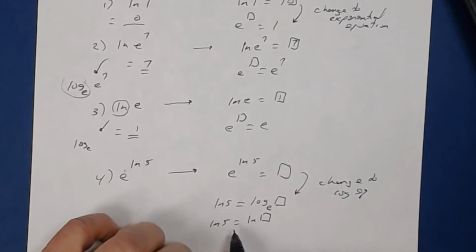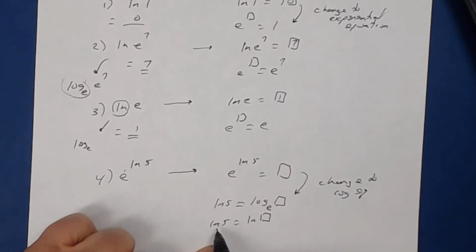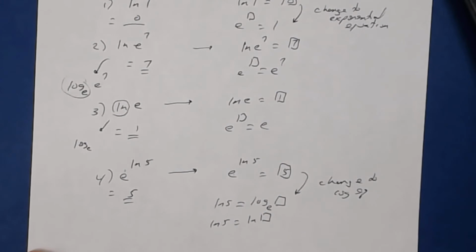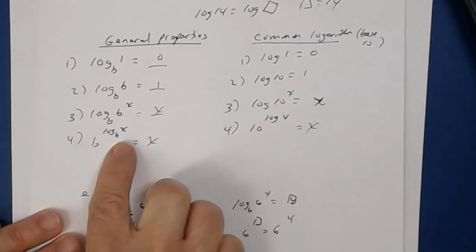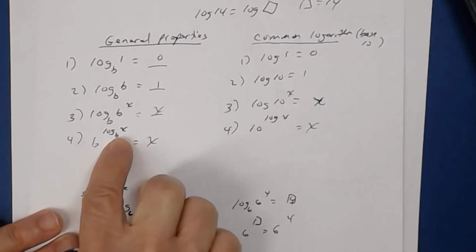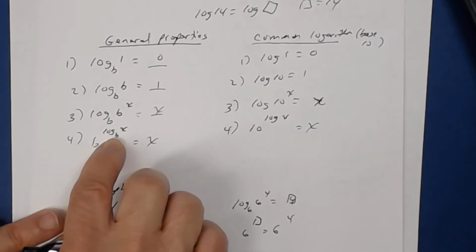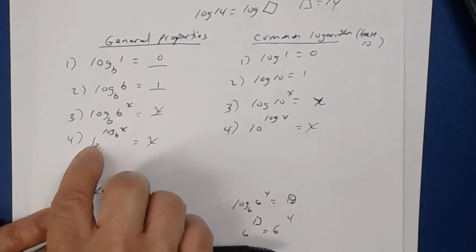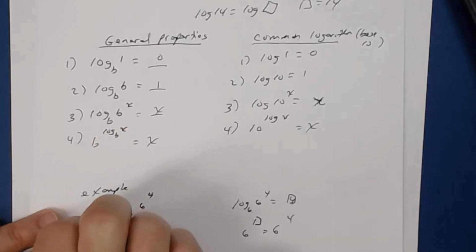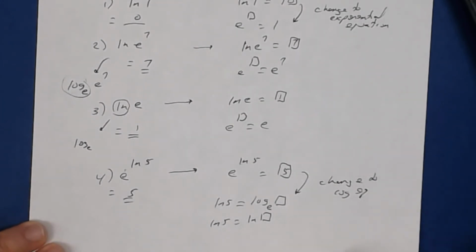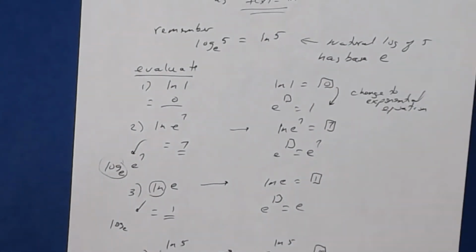So now notice these two sides. I want this side to be natural log of 5, so I need this to also be natural log of what? 5. So box must equal 5. So one of the properties you saw previously in our general properties was that if your exponent contains the logarithm, and the base of the logarithm and the base here are the same, then it's just the argument. That's what you're seeing here. Okay? All right.